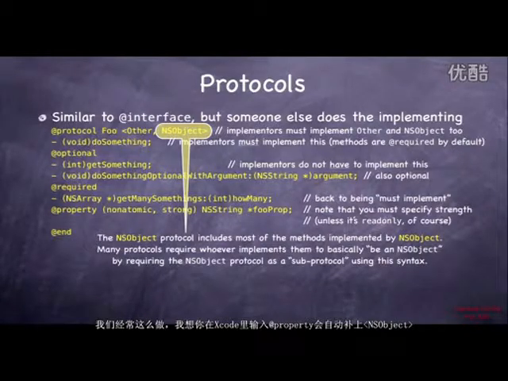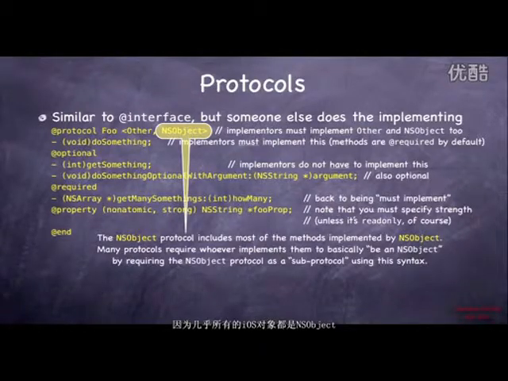So we often do that. I think in Xcode, if you start typing @protocol, it's going to automatically put angle bracket NSObject after it. Since all objects are pretty much NSObjects anyway in iOS, that's really not a problem. It's kind of a good thing.